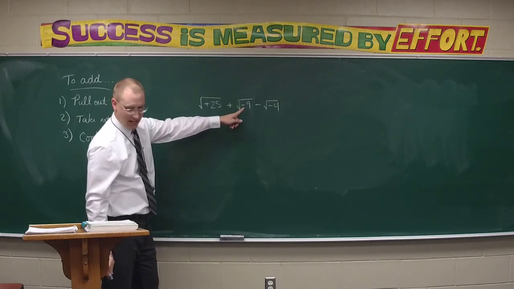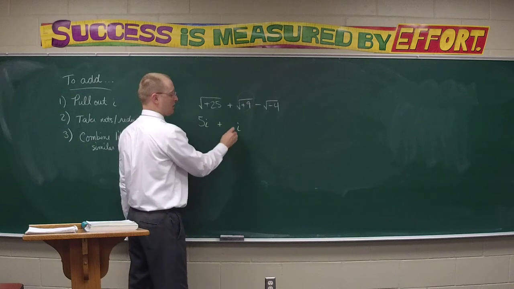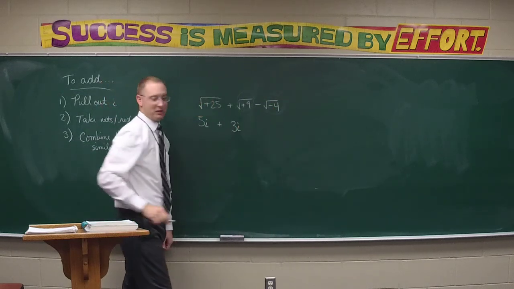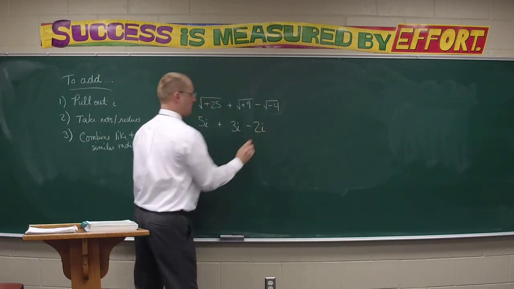Well, what happens with the negative? We pull it out, it becomes i, and then the square root of 9 is 3. So it's a 3i. Right? What about the square root of negative 4, Kendall? 2i. 2i, but it's a minus 2i this time.